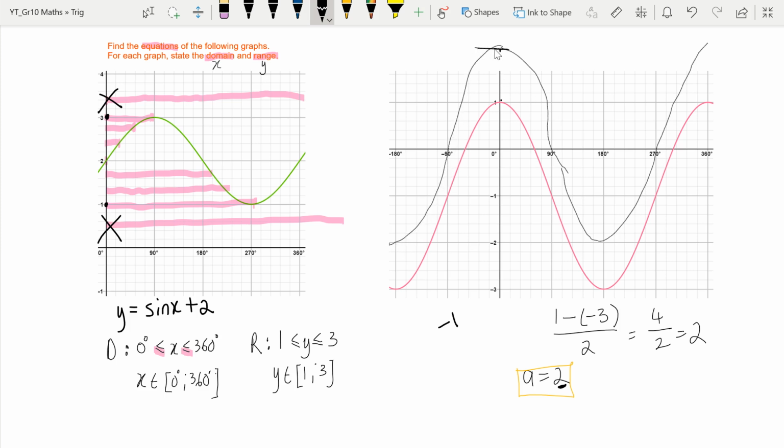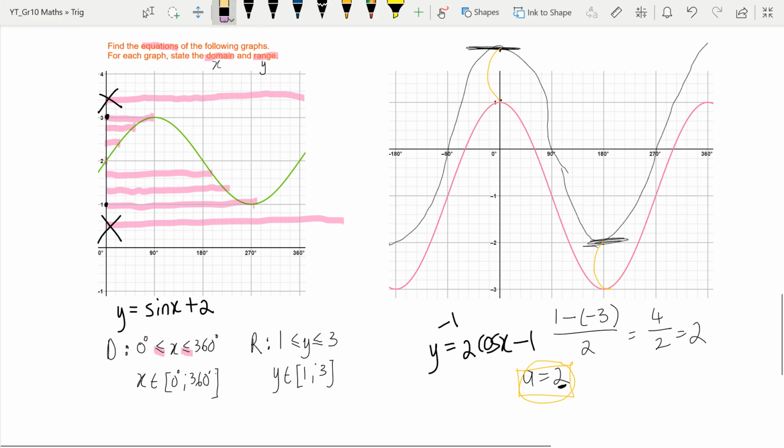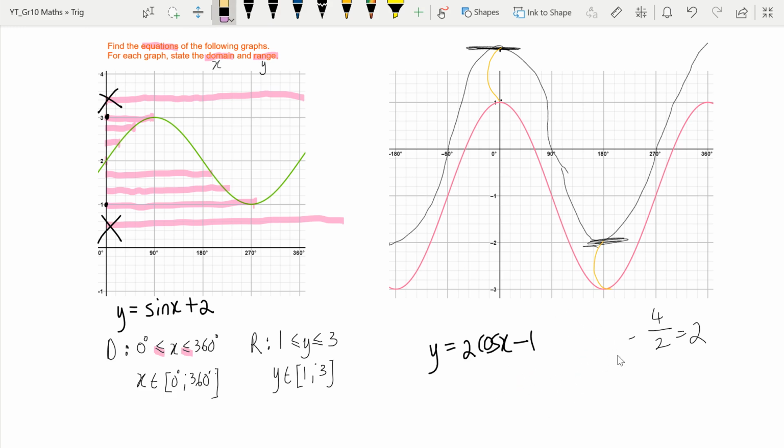So then our maximum would be 2 and our minimum would be negative 2. But now can you see that yes, the stretch is 2, but then we moved it 1 down. So this would be the equation: y is equal to 2 cos x, but we moved it 1 down. That was quite tricky. It's good though. However you figure it out, if you do it completely differently to the way I do it, that's perfectly fine. There are often many different ways of looking at it.